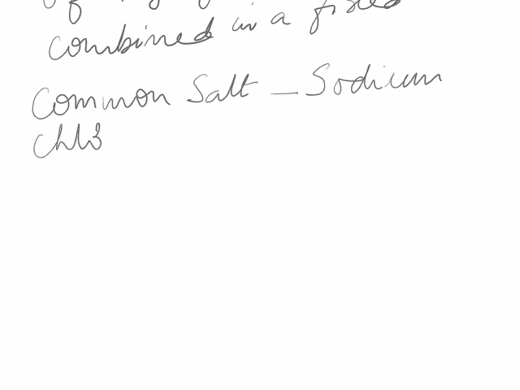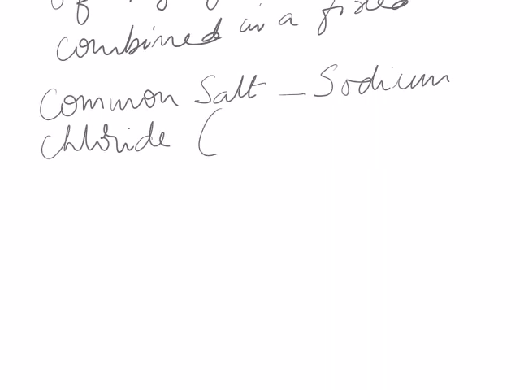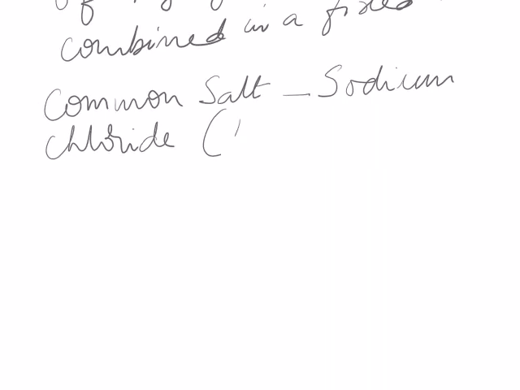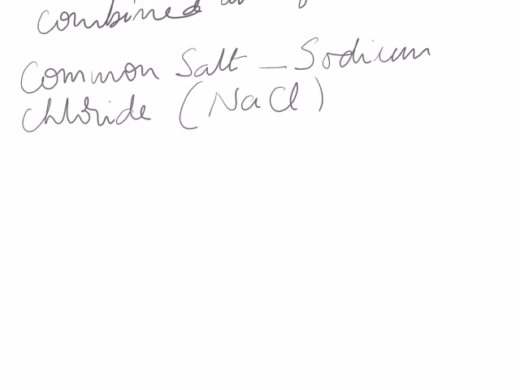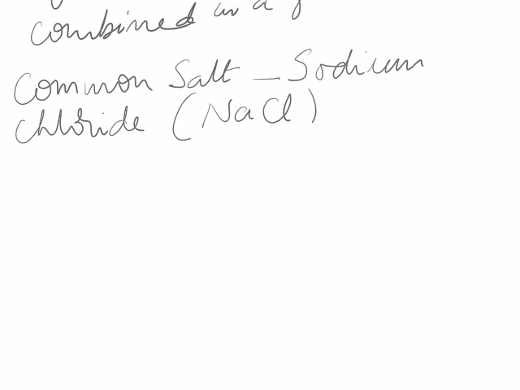Sodium chloride, and the chemical formula for it is NaCl, because common salt forms when sodium and chlorine react. One atom of sodium and one atom of chlorine combine to form sodium chloride.